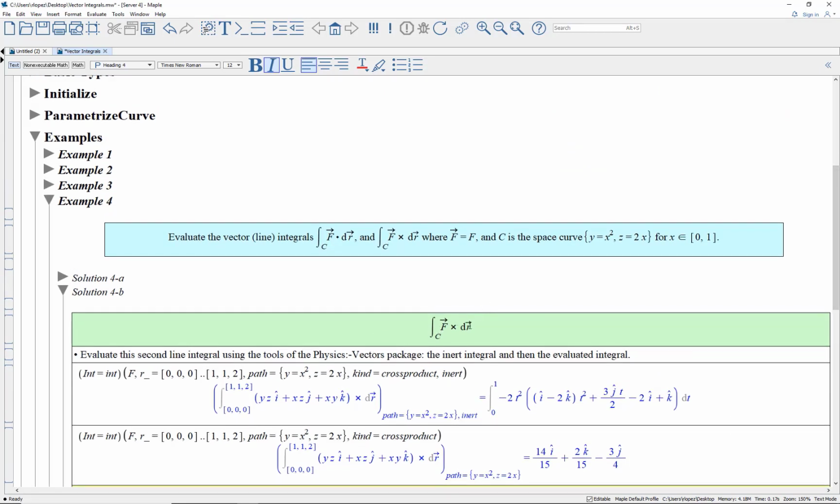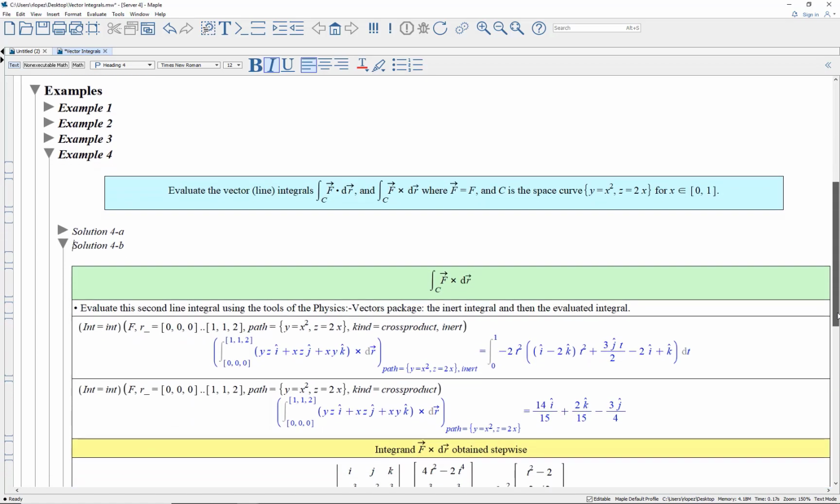The solution of the second part, vector cross vector. So int, this is the vector, this is a vector, beginning point, end point along this path, and you include kind equals cross product, so you get the cross product of these 2 vectors. Inert means you'll see the integral, and if you remove the inert, you'll see the value of this vector integral.